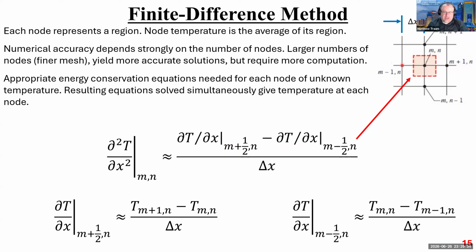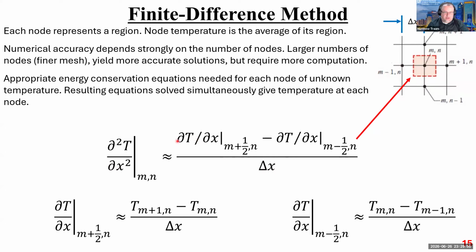If a full step from m to m minus 1 is moving from one node to another, half of that gets me right there and right there, which is representative of the edges of this region where the temperature of my node is representative of the average temperature of that region. And then because I'm taking a derivative, I'm dividing by delta x.